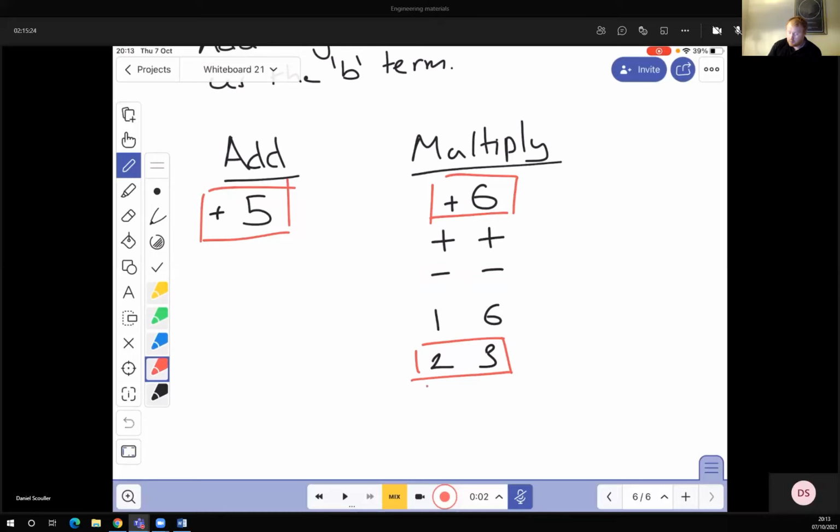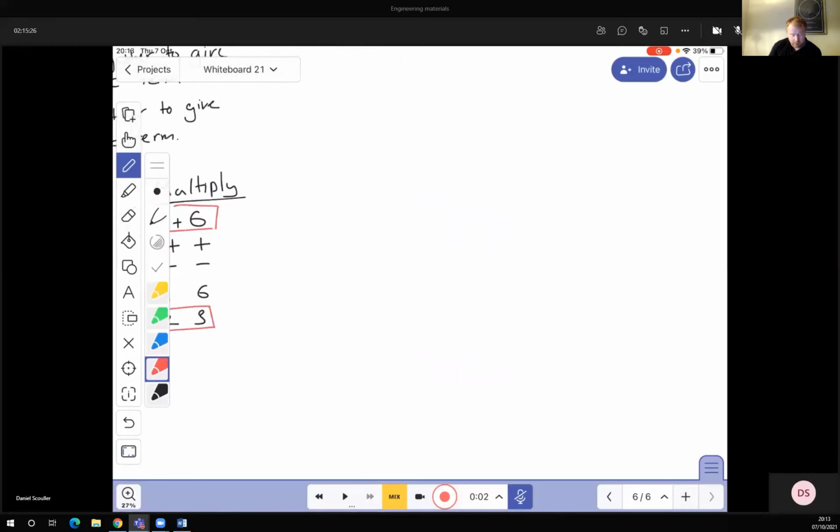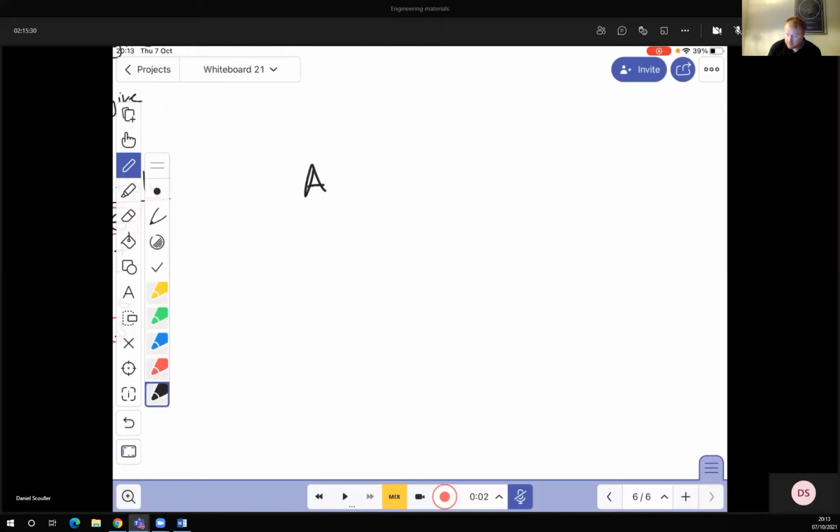Okay, so let's look at another example. We're looking for numbers that add together to make the number 8. That's our target when we add them together, but they multiply together to make the number 12. First thing I want to look at is the signs. So they're both positive.